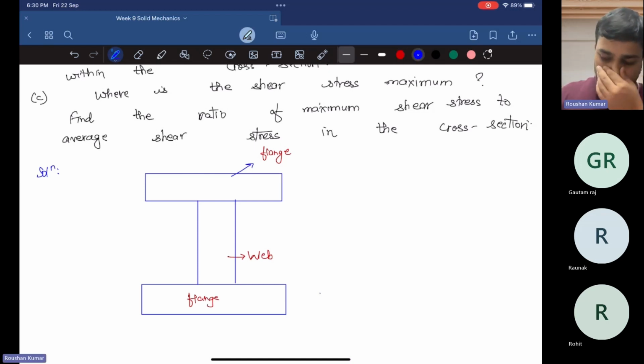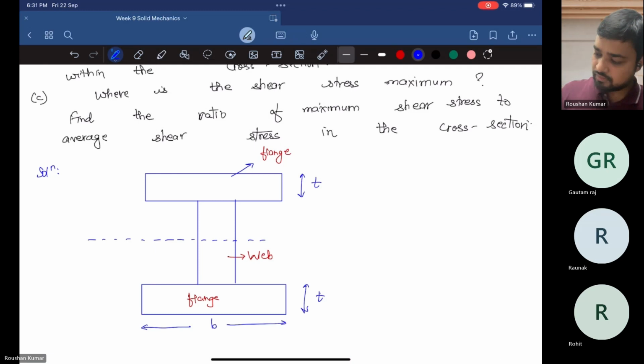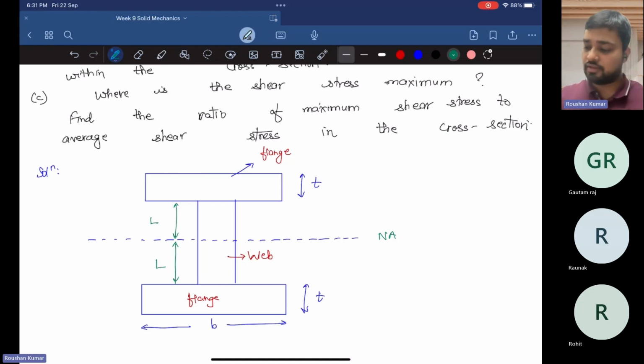Suppose the thickness of this part is t. This is also symmetric, so this is also t. The width of the cross section is b and we have the neutral axis here. And this length is L. This length is also L. Okay. So this is all about the geometry of the cross section.